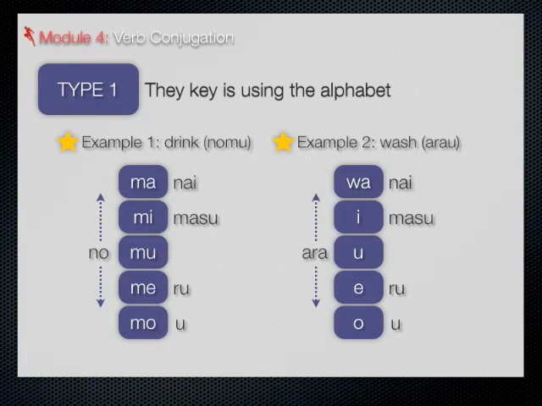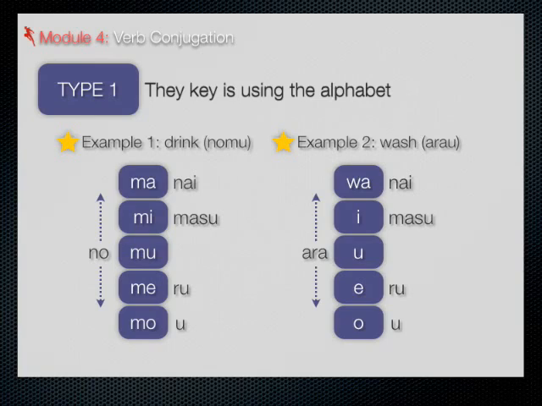So as before, arau is the dictionary form. If we go up one, araimasu is the formal form. If we go all the way to the top, arawanai is to not wash. We go down one, it's araeru, which is able to wash. And the last one is arao, which is let's wash. So that's pretty easy, right?